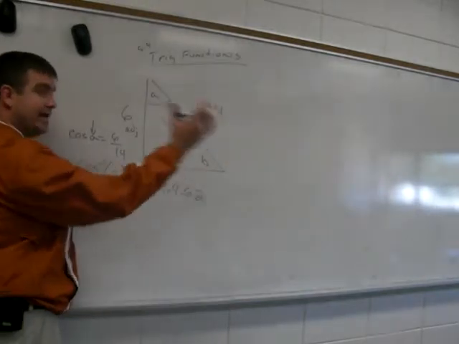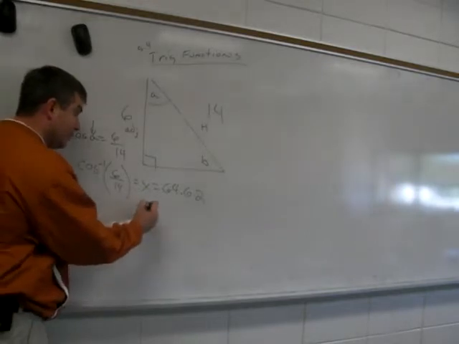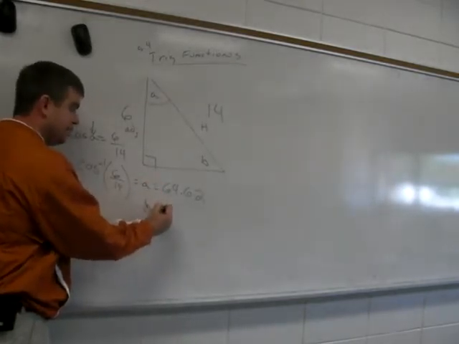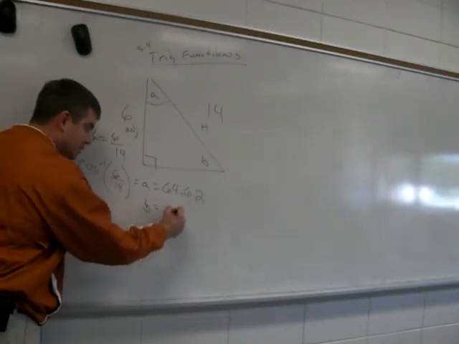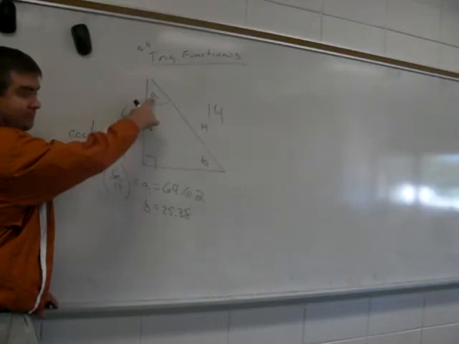Then if I instantly want to find B, all I have to do is subtract 90. When it's all written out there, I'm not rounding or doing anything first. I subtract 90, and what do I get for angle B? 25.38. I had an X there, and I didn't mean for it.